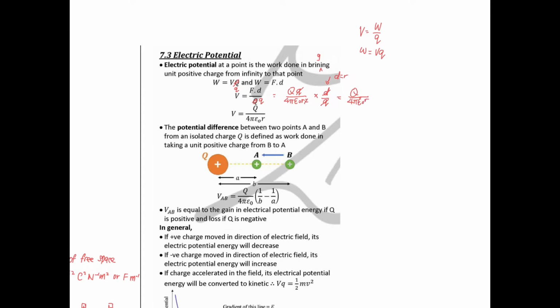Okay, so that is the formula for electric potential. Electric potential for a point charge. So you have to remember how to derive it. Okay, how to derive it.